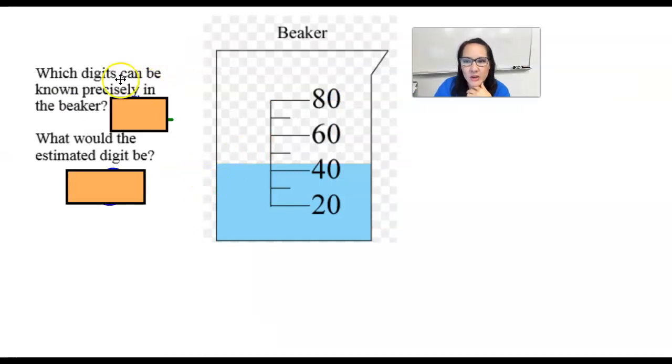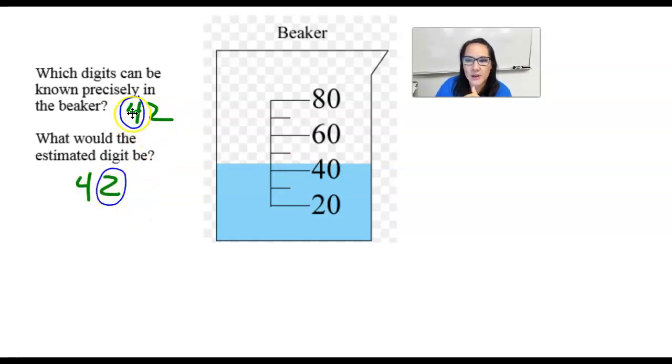Okay, what about this beaker? Which digits can be precisely known in the beaker? Well, I know that this is 40, I know this is 50, I know this is 60. So I know the tens place for sure. So I know it's at least 40. The estimated value is going to be that one more number in between. So I know for sure that it's 40, and I'm going to estimate that too, that it's 42. This is the known value. This is the estimated value. Both of them are significant, so this measurement has two significant figures.